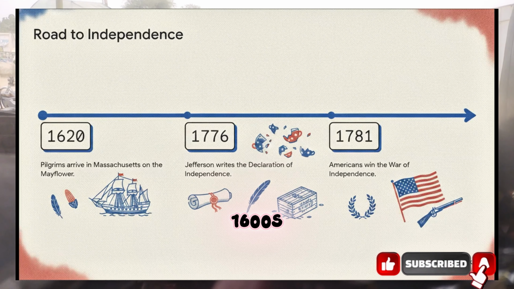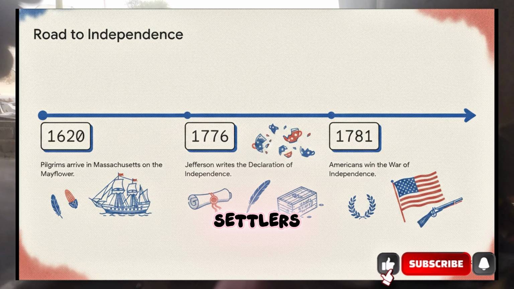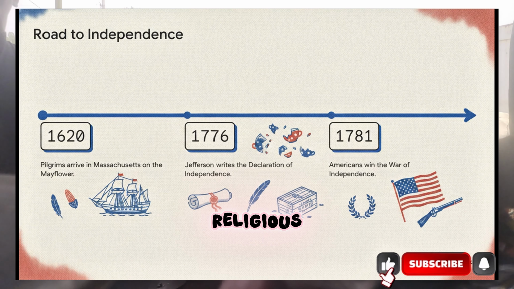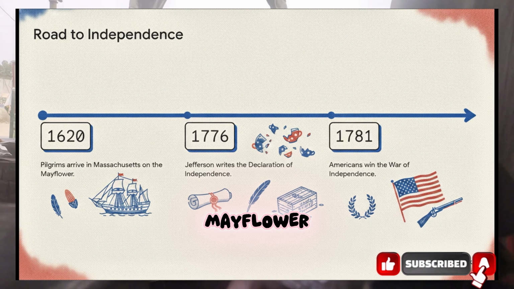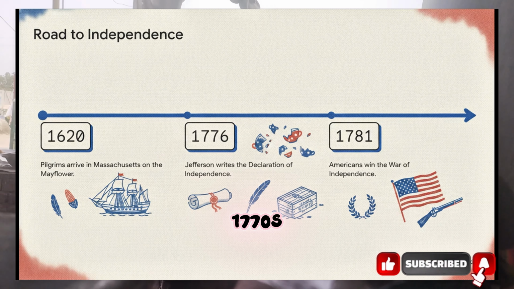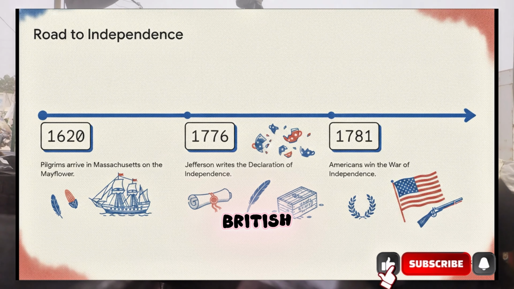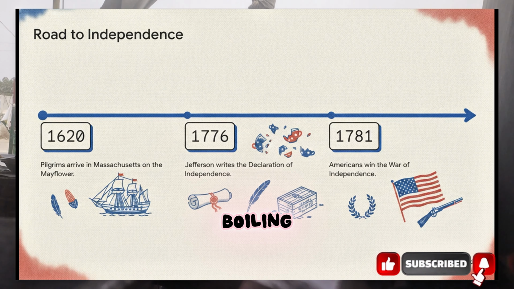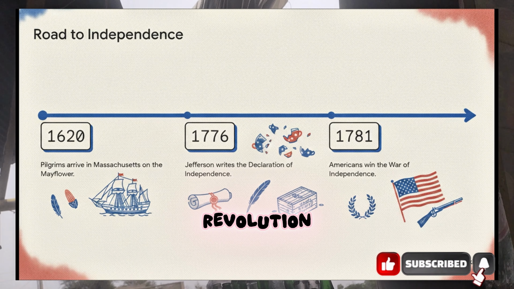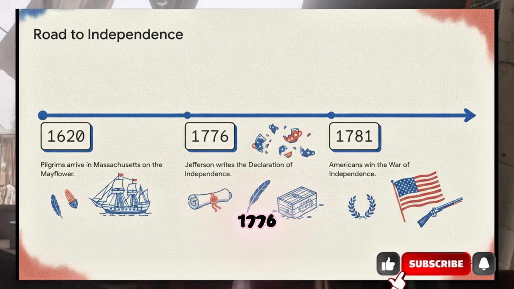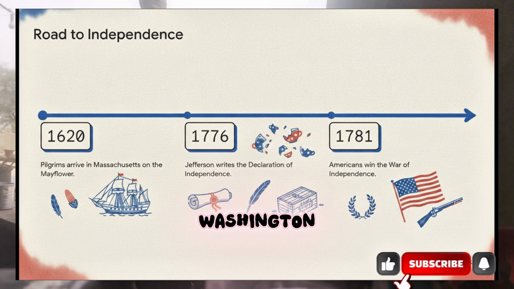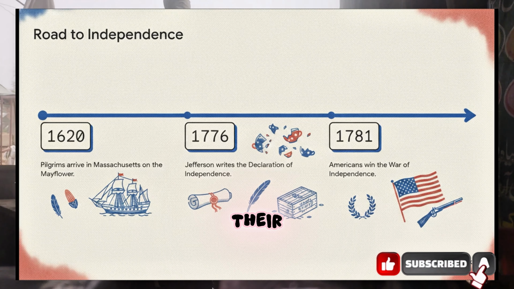Okay, so picture the 1600s. You have these European settlers arriving on an unfamiliar, totally harsh continent. Some looking for religious freedom, like the pilgrims on the Mayflower in 1620. Others just looking for fortune. But jump ahead to the 1770s and colonial frustration over British taxation, it officially reached a boiling point. Things like the famous Boston Tea Party sparked a full-on revolution, culminating in Thomas Jefferson's 1776 Declaration of Independence. And by 1781, George Washington had successfully led the Americans to win their independence.